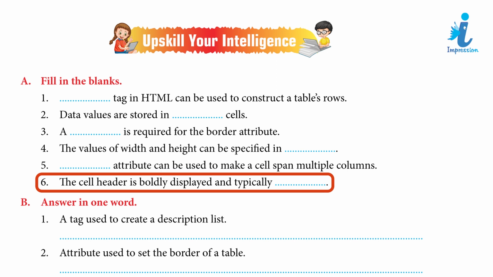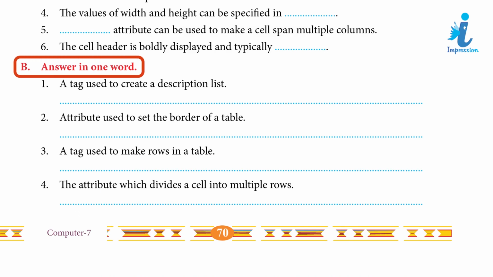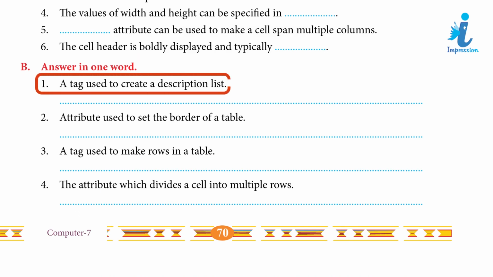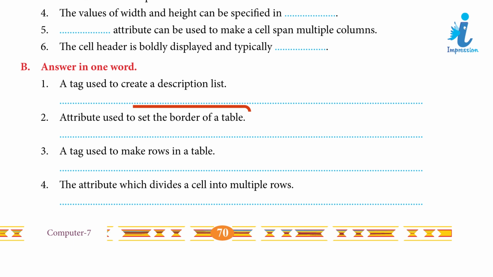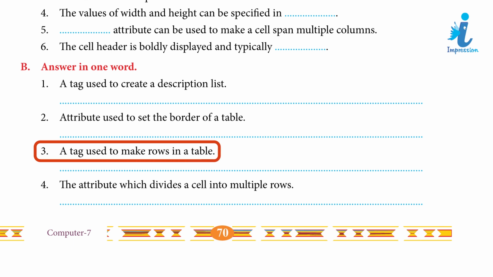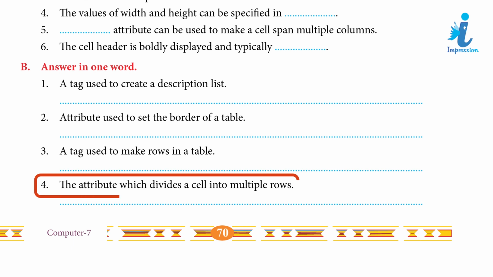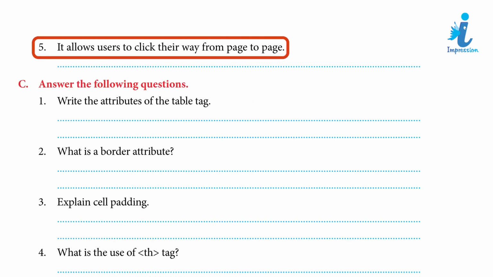B. Answer in one word. 1. A tag used to create a description list. Answer: DL tag. 2. Attribute used to set the border of a table. Answer: the table tag's border attribute. 3. A tag used to make rows in a table. Answer: TR tag. 4. The attribute which divides a cell into multiple rows. Answer: rowspan.